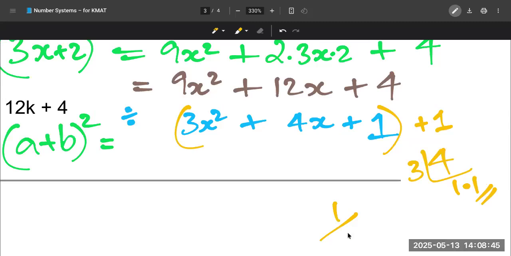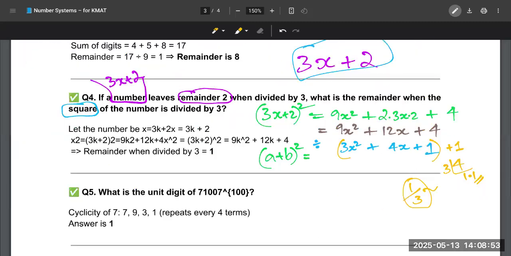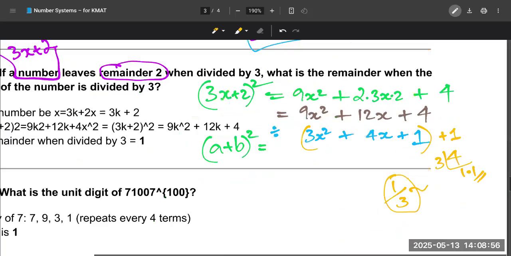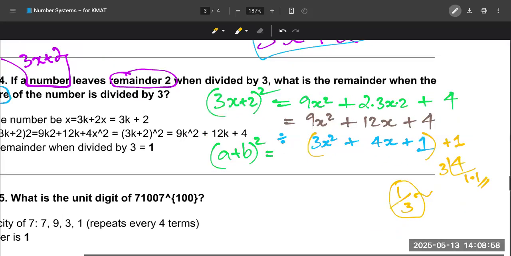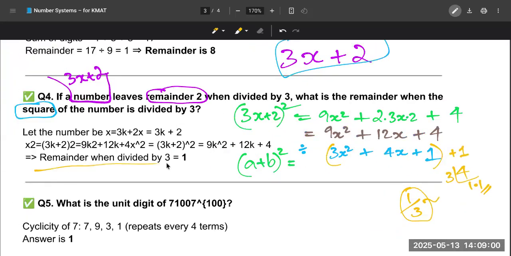So you were converting 1 by 3 into decimal. 1 by 3 is a fraction. We are considering only whole numbers here. So 1 is the remainder when divided by 3.